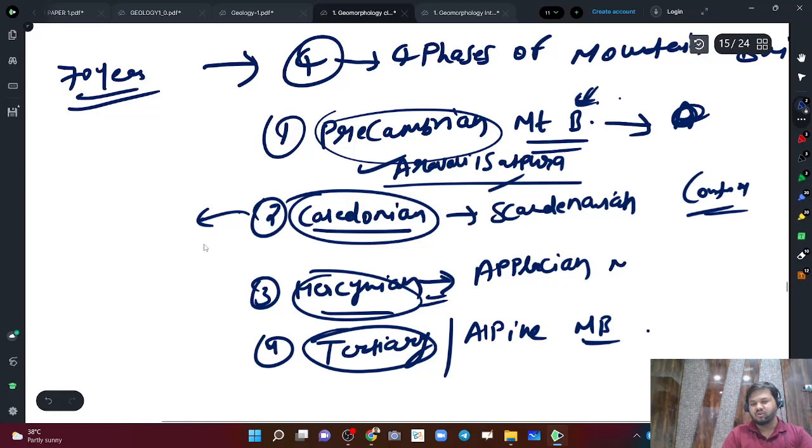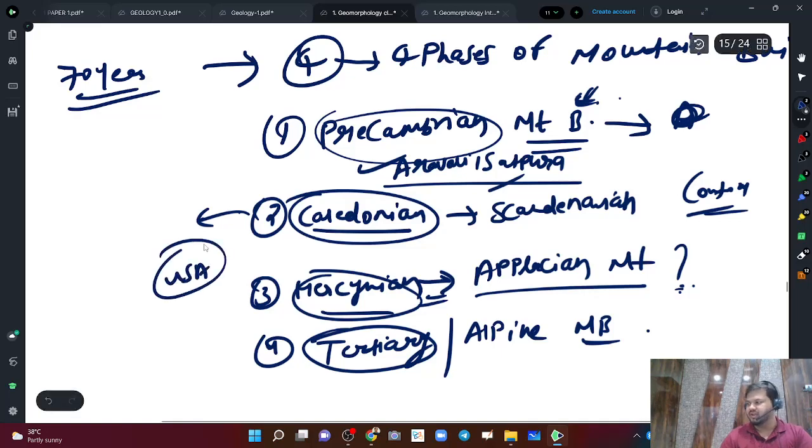Where is this Appalachian mountain located? It is in the USA, right? Mostly in the eastern part of the USA, right? Not on the coast; they are a bit inland, but eastern USA, right? So that is it. And what is Scandinavia?